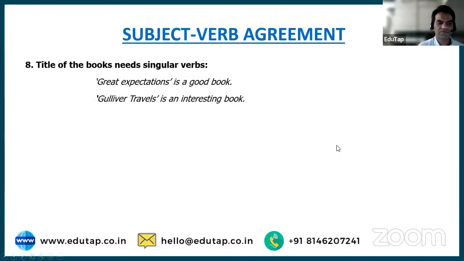Rule number eight. The title of books needs singular verbs. That I think I already told you. This is not a rule that needs to be taught separately. For example, Great Expectations is a good book or are a good book. Gulliver's Travels, as I told you, Pride and Prejudice, or Ali Baba and the 40 Thieves, or Lamb's Tales. There are many books which have a plural noun at the end of them, but still they take a singular verb. Reason being, it's still one name, one title, so you cannot give it a plural verb. So I think that was an easy one, and I think you understood this, right?